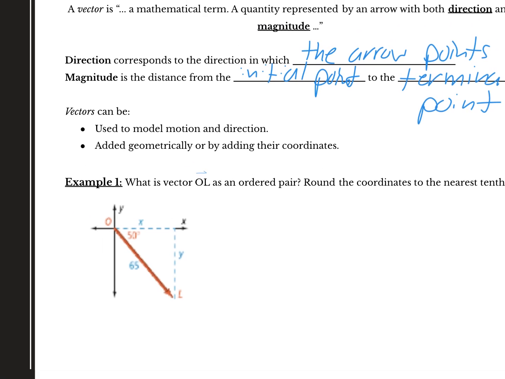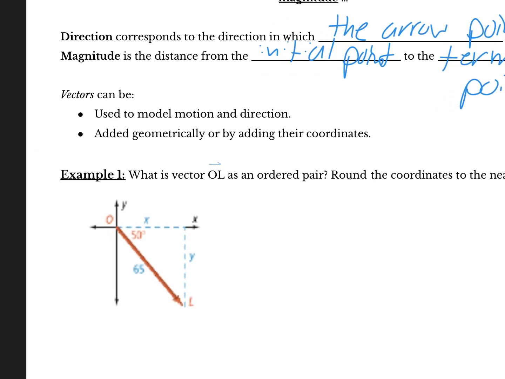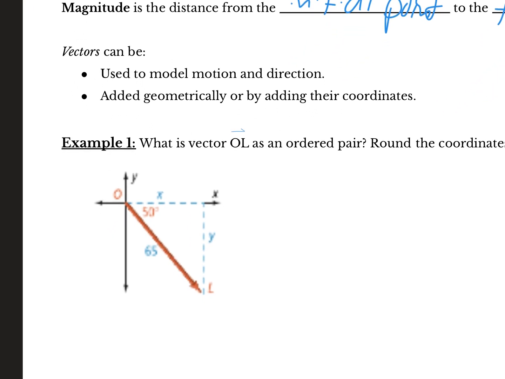So here's how we would approach this. We're going to use trig, and we're going to use a lot of trig when we're dealing with vectors and we're trying to find magnitudes and representing them as ordered pairs and such. But this is our vector OL. So it starts here at the origin, so that's its initial point, and then its terminal point is right here at the end of the arrow. So this orange arrow is our vector OL.